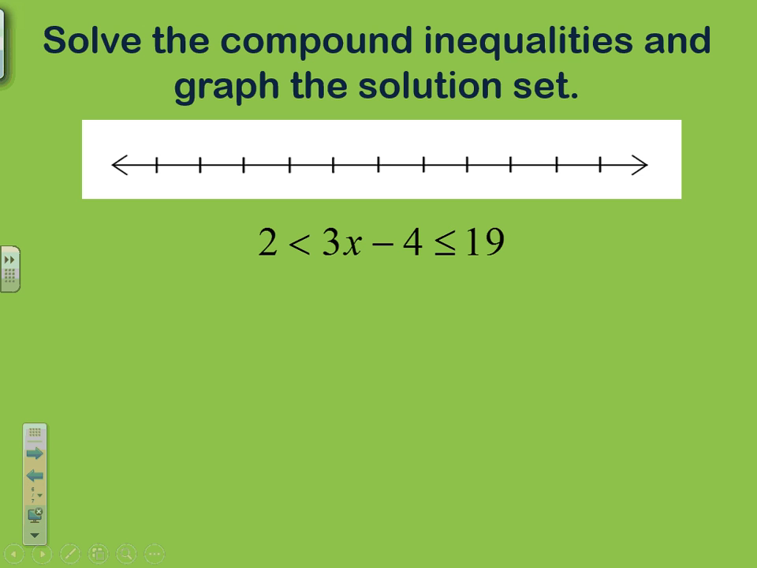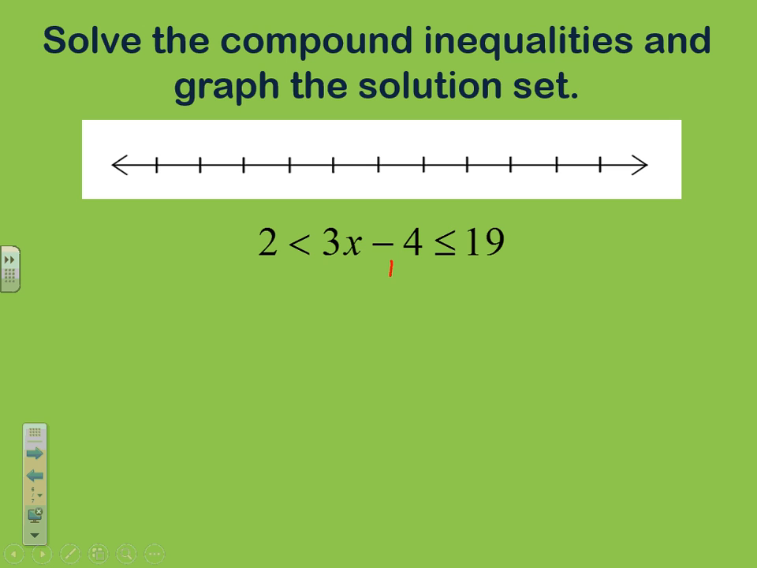So in the middle, we have 3x minus 4. On the right, we're saying that it's going to be less than or equal to a positive 19. And to the left, we're going to say that it has to be greater than a positive 2. Now, either of these inequalities could be written separately, but we've combined it together in one term because mathematicians like to be efficient. Now, we're going to solve this just like any other inequality.